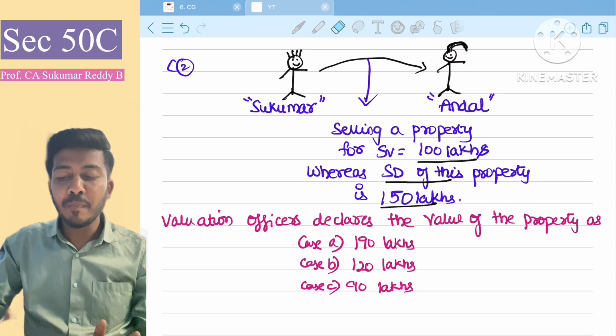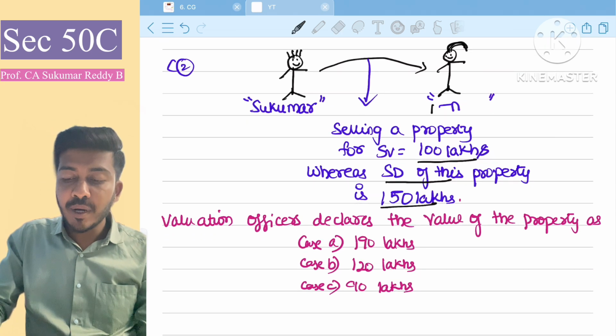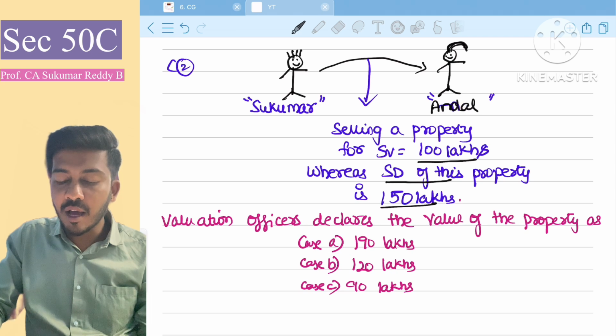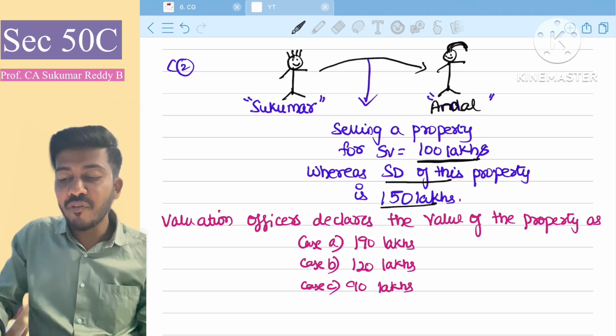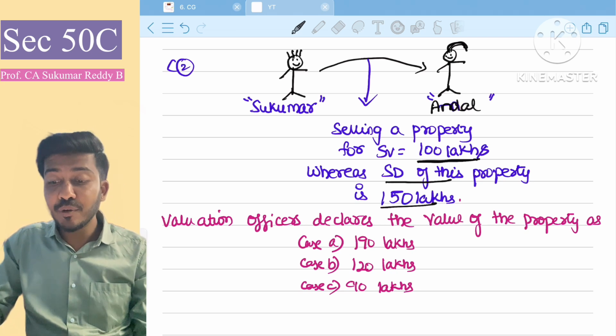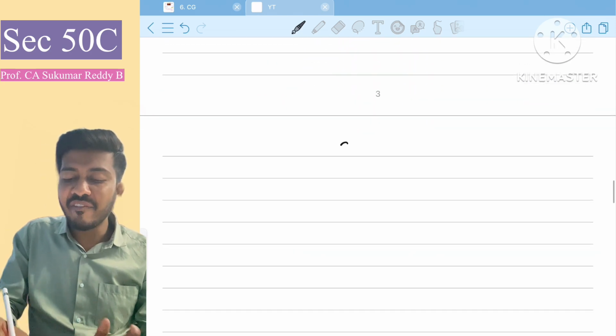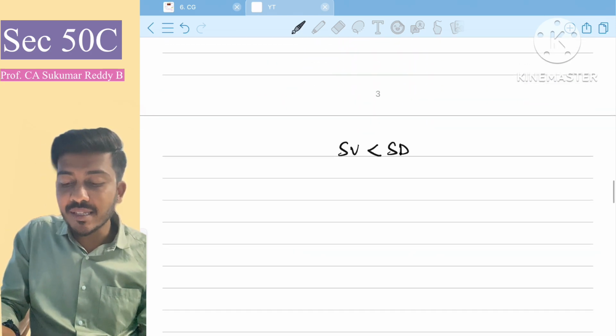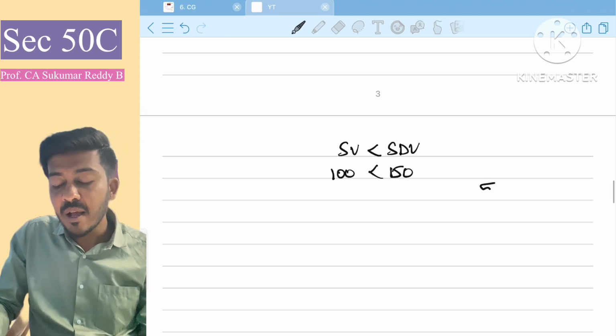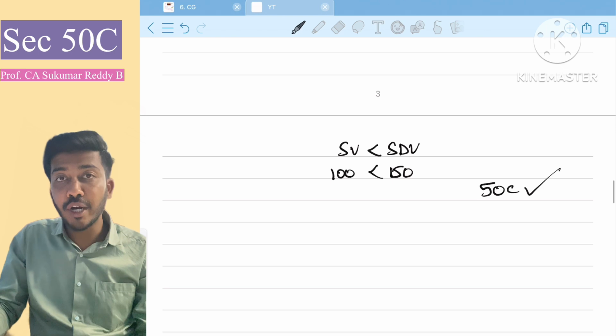Sukumar is selling a property to Andal for a sale value of 100 lakh rupees, whereas the stamp duty value of this property is 150 lakh rupees. It is clearly evident that the sale value is less than the stamp duty value, that is 100 lakhs is less than 150 lakhs. Therefore, section 50C is going to get triggered.